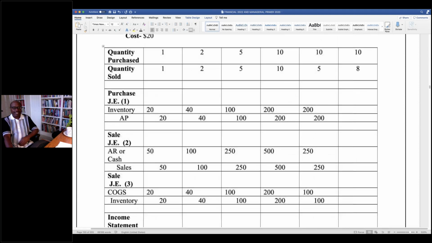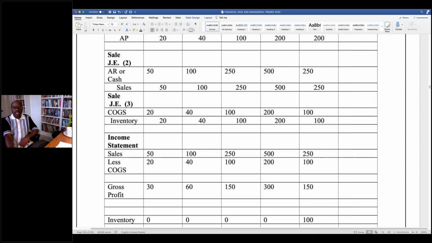All right. Bought 10 and sold 8. You all work that out. Take a few minutes, work it out, and let me know what it looks like in terms of the entries, what's on the income statement, and what's in inventory.